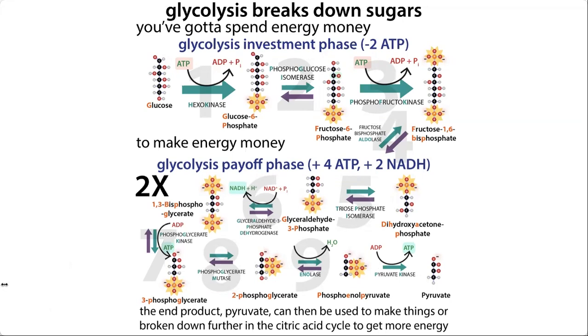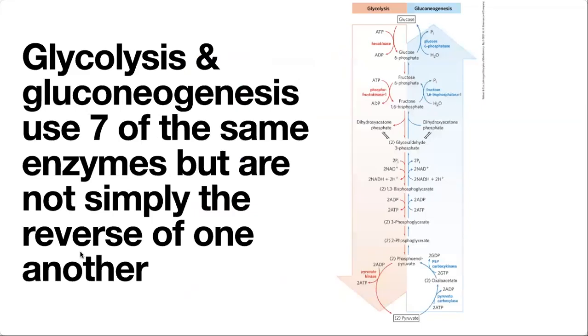So those are going to be the steps that, if we want to do gluconeogenesis, if we want to make glucose, we're going to have to go around. Those are the steps that we're going to have to bypass using different enzymes. We're going to see how we can use different enzymes and regulate them reciprocally.